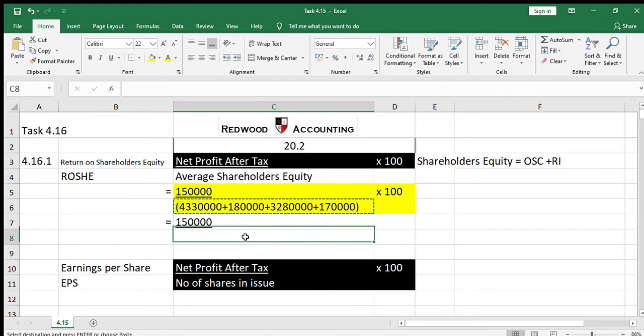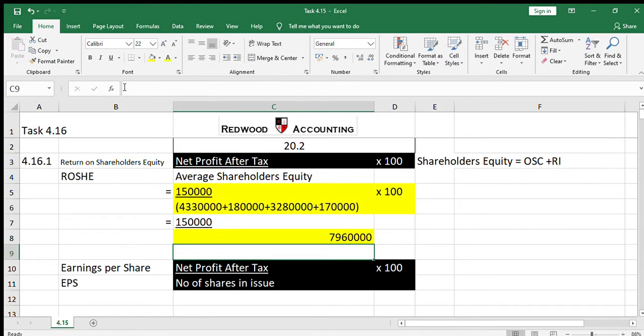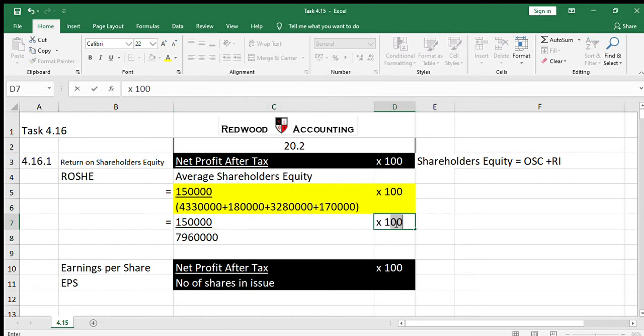Okay, I'm just going to calculate this. You could put all this in your calculator, but please make sure that you do it correctly if you do so. Okay, we're going to multiply the answer by 100 because we need it to be a percentage.